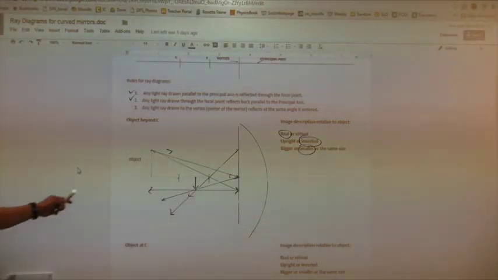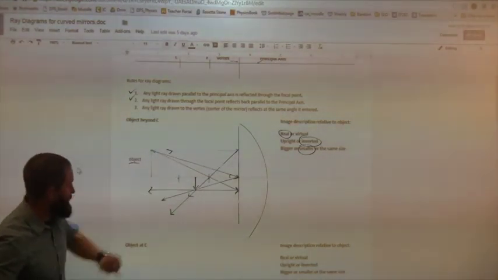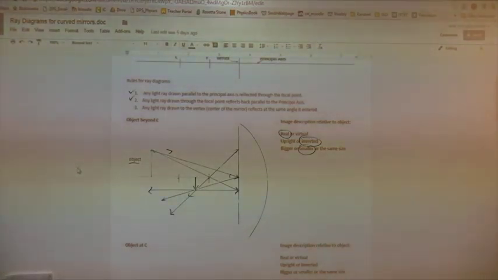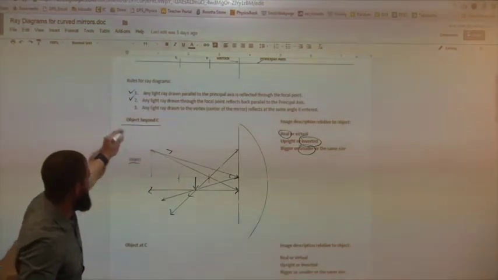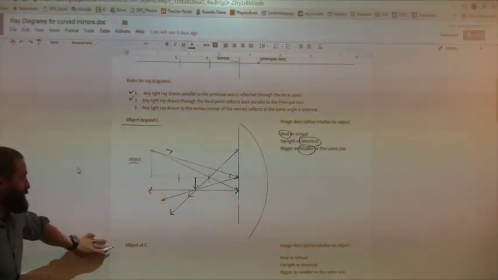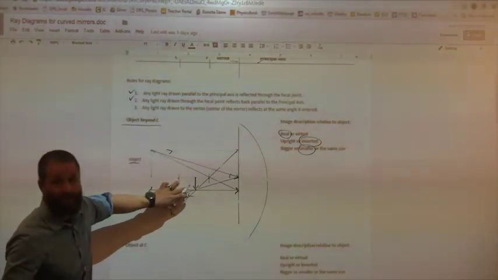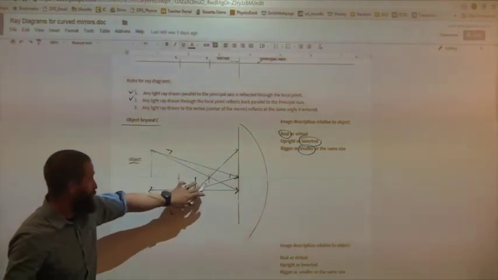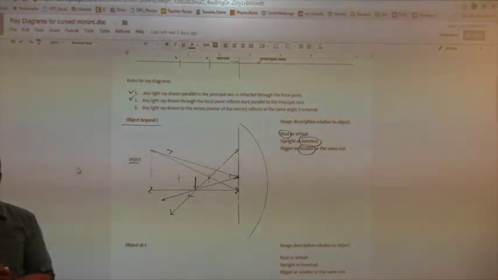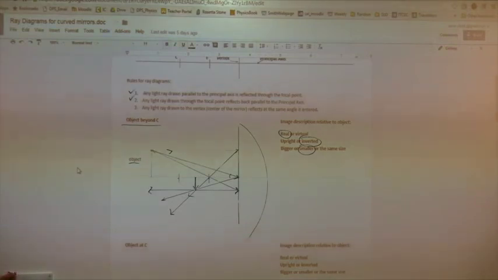Because this is my object right here. This is my image that's going to show up. This one's object beyond C. So here's C, I'm beyond it. The next time you're going to do this is going to be at C, right here. And you're going to do it at different spots. That's exactly how you do that. And I'm telling you right now, on your quiz, there will be a constructive response like this.